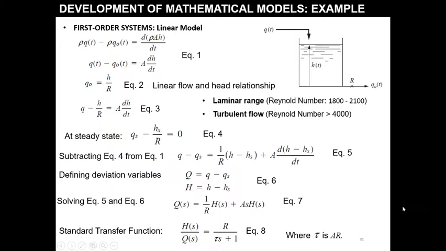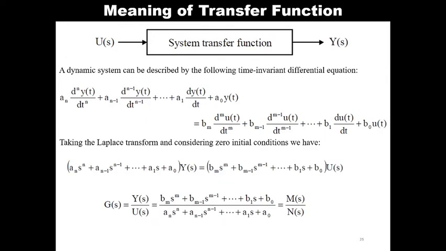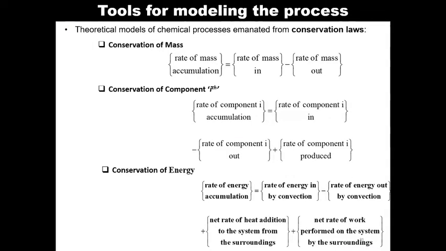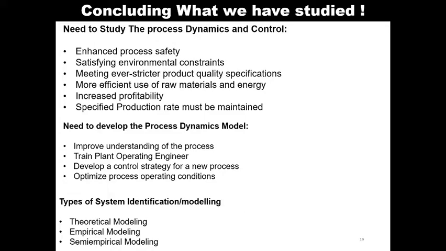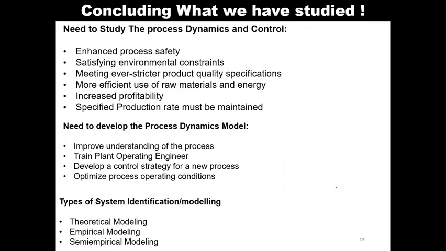We have studied about the modeling, different types of modeling in the previous lecture. So we have studied about the three different types of model: the theoretical model, empirical model, and semi-empirical model. We also have covered what you understand by the theoretical model, empirical model and semi-empirical model, right?